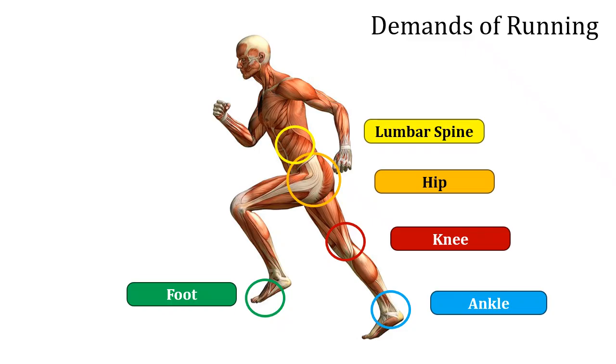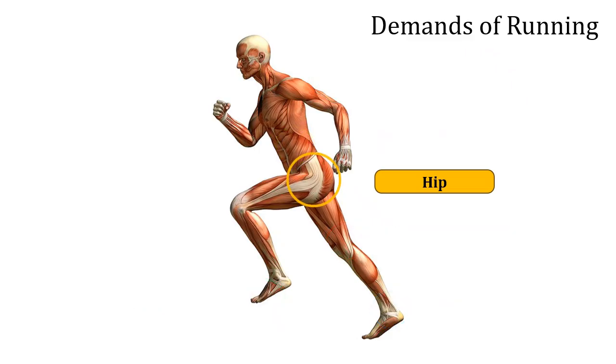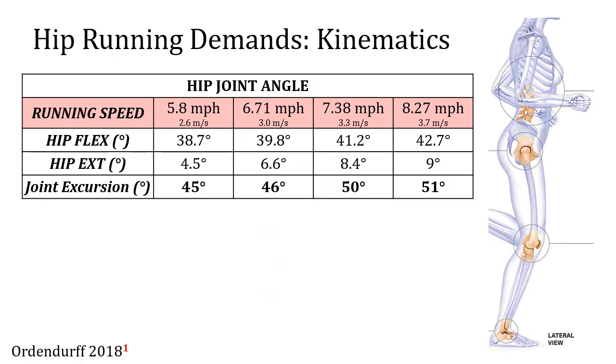So as I alluded to, we will focus on the hip. What are the kinematics and kinetics necessary for the hip during running? So, the hip joint angles. You have a very similar table setup to the one we had for the knee. You have the column headers of the different running speeds, and then you have the row headers of hip flexion, hip extension, and the joint excursion.